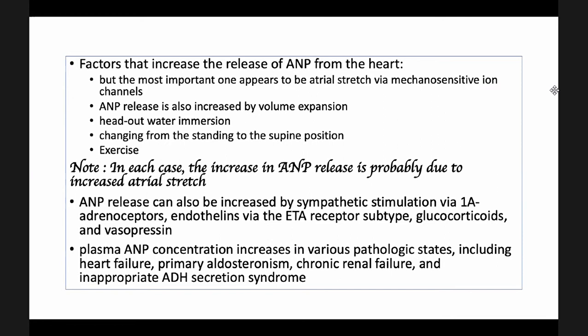So in these cases, the increase in your ANP release is probably due to an increase in your atrial stretch. So ANP release can also be increased by sympathetic stimulation via your 1A adrenoceptors, endothelins via your ETA receptor subtype, and glucocorticoids and vasopressin. Your plasma ANP concentration also increases in various pathologic states, including heart failure, primary aldosteronism, chronic renal failure, and inappropriate ADH secretion syndrome.